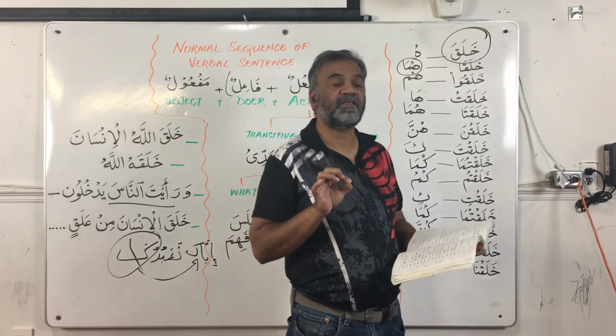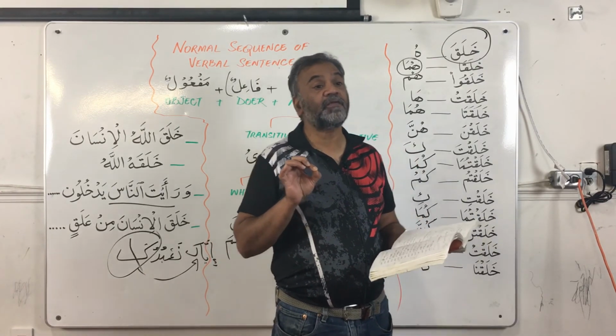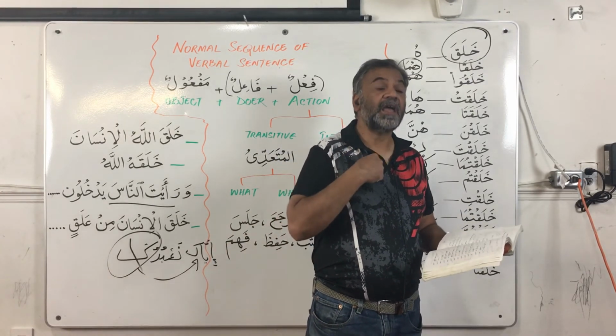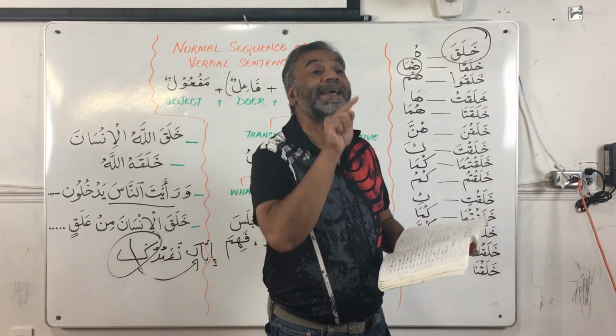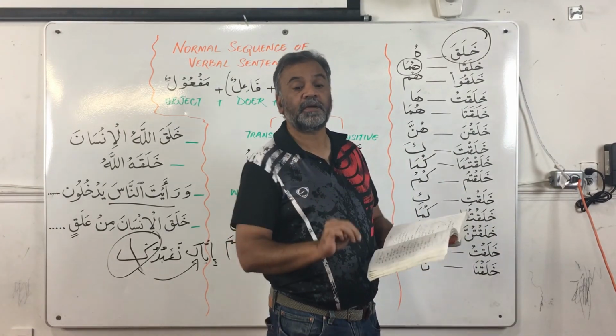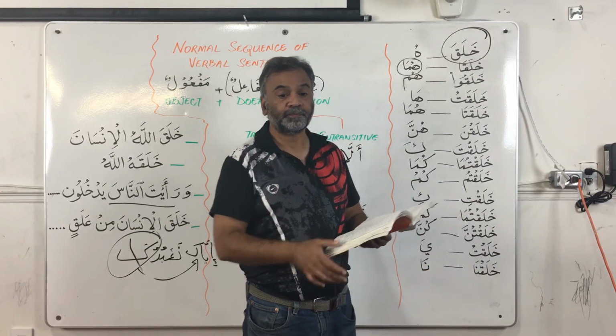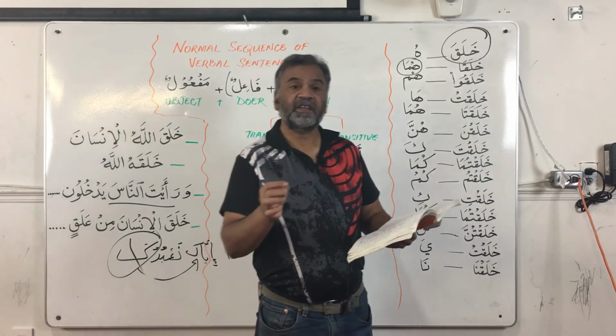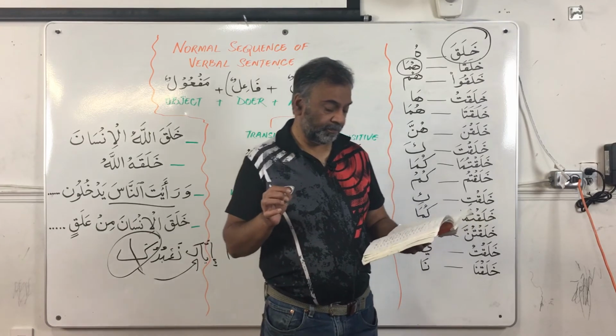Where is the action? The action of understanding? Fahim. Where is the fail? Tu, I. And where is the object? Who? It. So there are three words in fahim. Fahim to who? And Jaidan is your maf'ulun mutlaq.